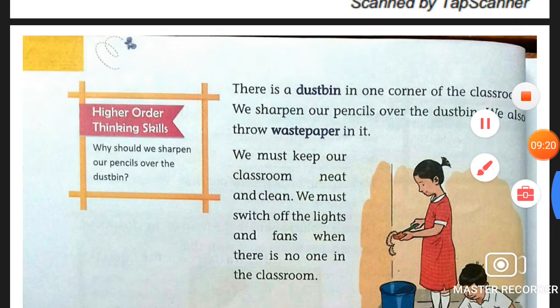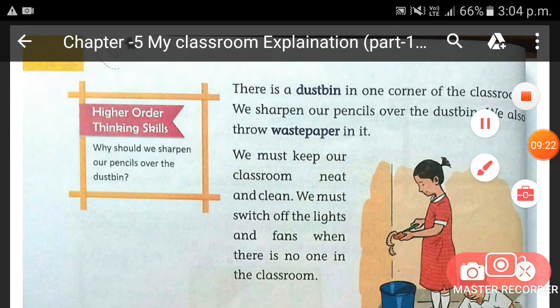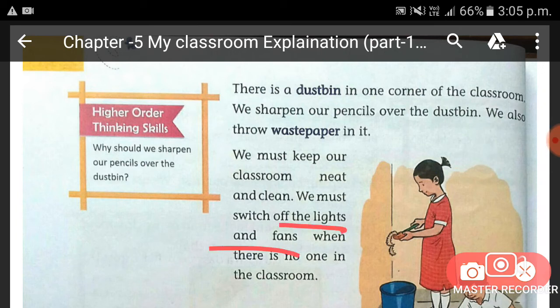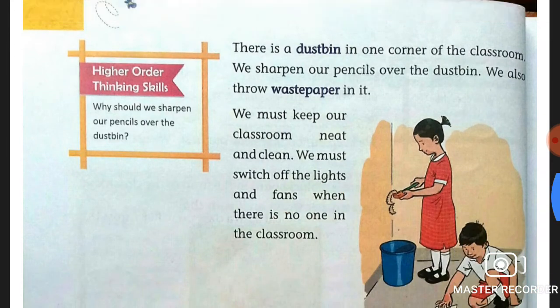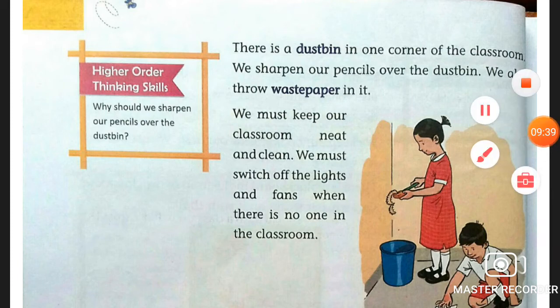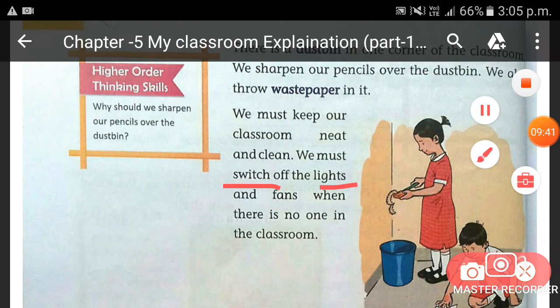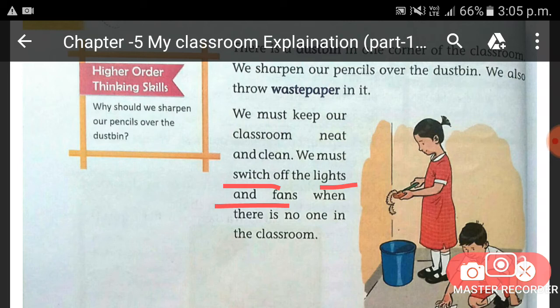And when there is no one in the classroom, what should we do? We should switch off the lights and fans when there is no one in the classroom, because it helps us to save electricity. By switching off the lights and fans when there is no one in the classroom, we can save the power, we can save the electricity. Okay, students, is that clear?